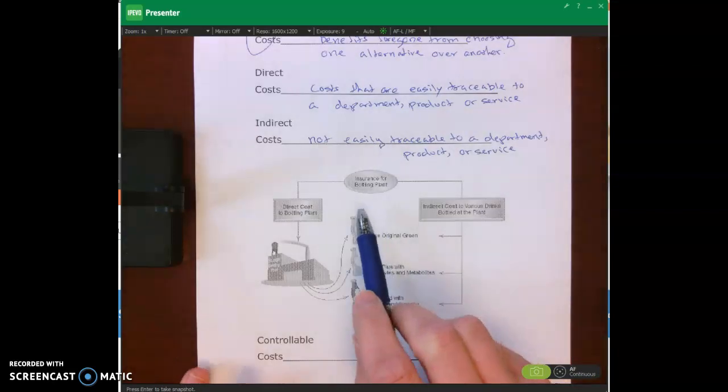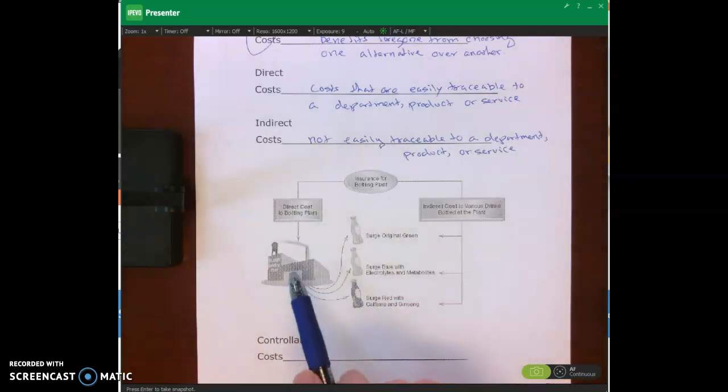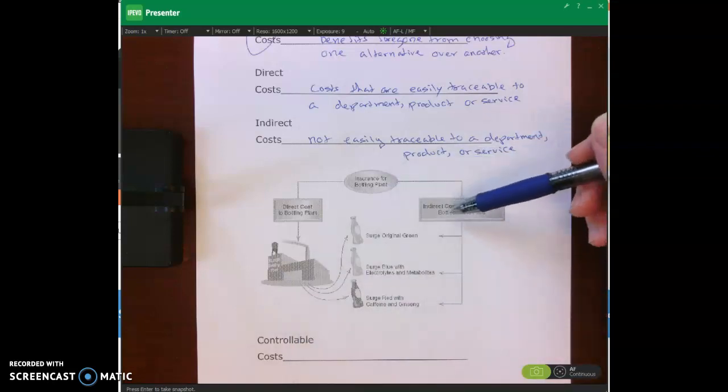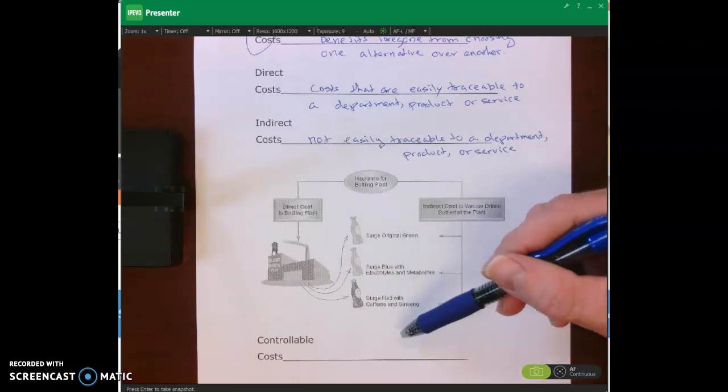We could have insurance on the bottling plant that's easily traceable to that plant because it's for that plant. Insurance on the bottling plant, though, is not easily traceable to the products that we make.